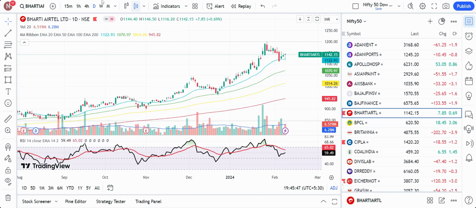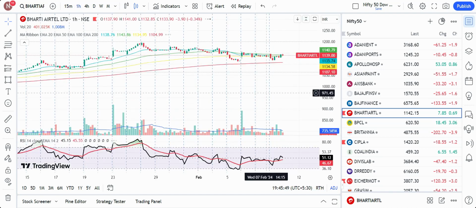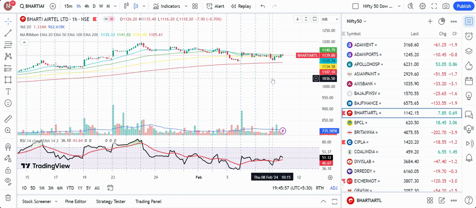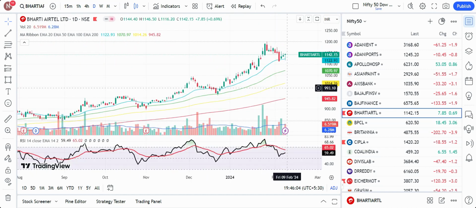And let's look at the hourly trend here. If you see this candle, this is the 9:15 candle. Sellers pushed it down, buyers bought it up. Again, a small push, but finally the buyers won. It's a hammer candle again taking support. So one can go for a swing trade above the high of this candle. It's 1146.50.